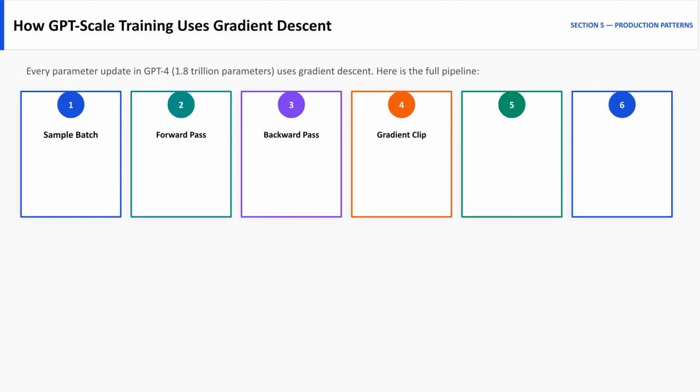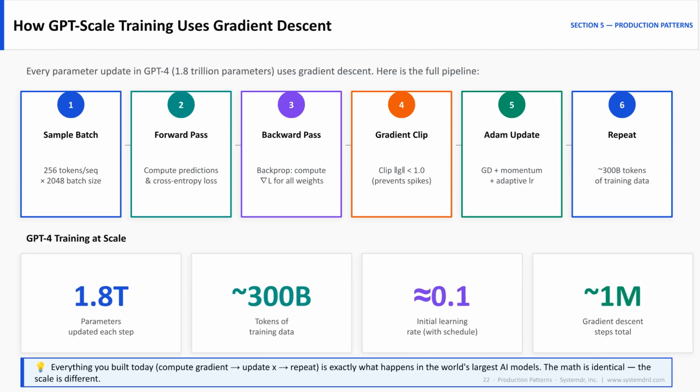Training a large model like GPT involves a pipeline. Sample a data batch, perform a forward pass to compute loss, execute a backward pass to get gradients, clip the gradients to prevent spikes, and finally, use an optimizer like Adam to update the parameters. This is repeated over billions of tokens.